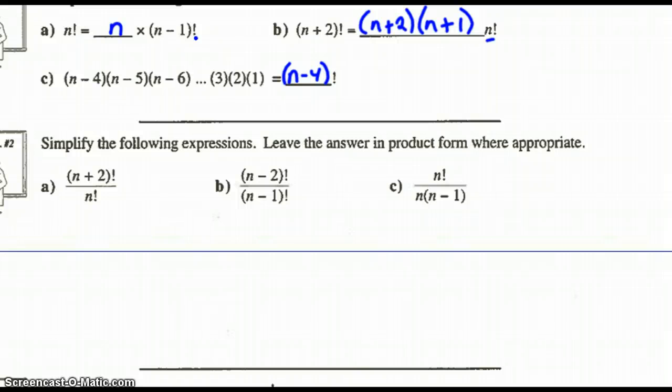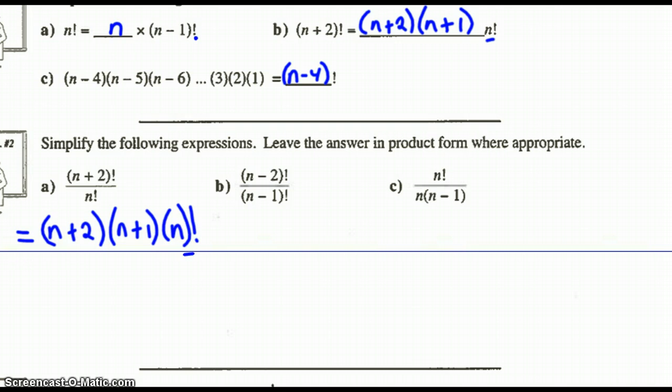Example 2. Simplify these expressions then. So for a, n plus 2 factorial can be written as n plus 2. We always start with what's originally given, n plus 2, and we go 1 less than that every time. Multiply that by n plus 1, multiply that by n, and now I'd stop because I notice my denominator is an n factorial.